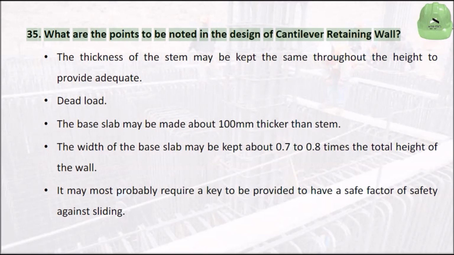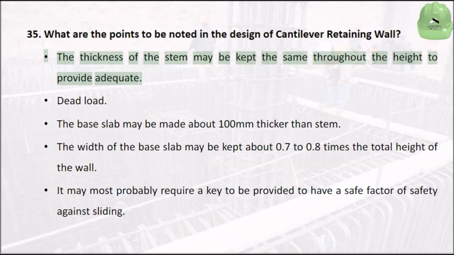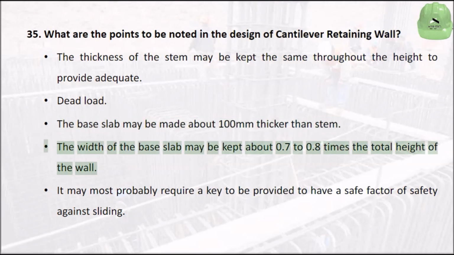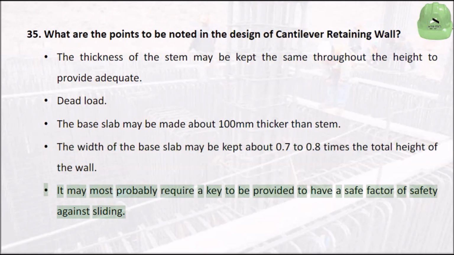What are the points to be noted in the design of a cantilever retaining wall? The thickness of the stem may be kept the same throughout the height to provide adequate dead load. The base slab may be made about 100 mm thicker than the stem. The width of the base slab may be kept about 0.7 to 0.8 times the total height of the wall. It may most probably require a key to be provided to have a safe factor of safety against sliding.